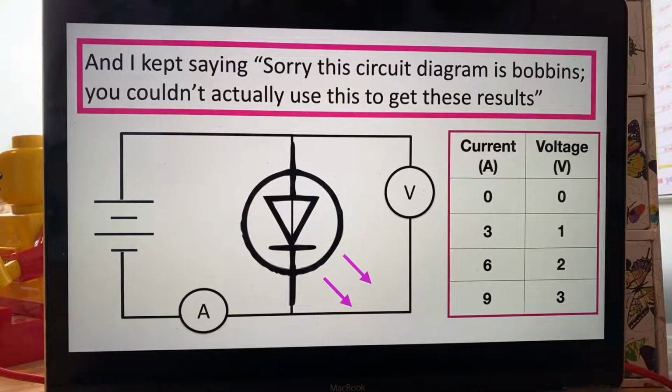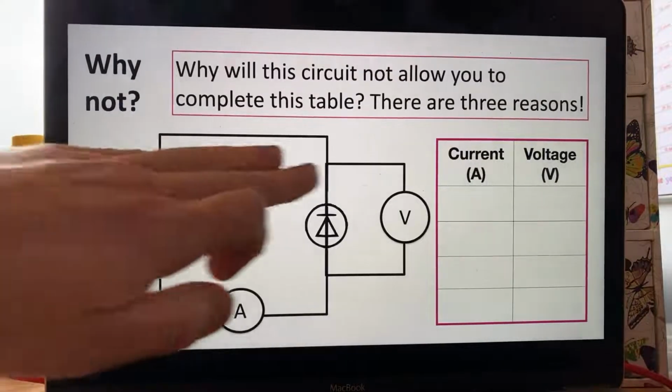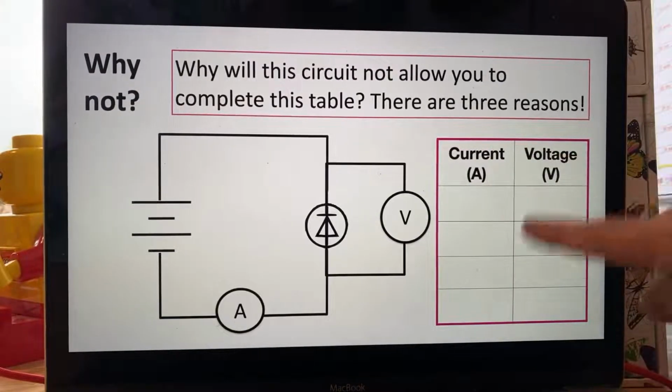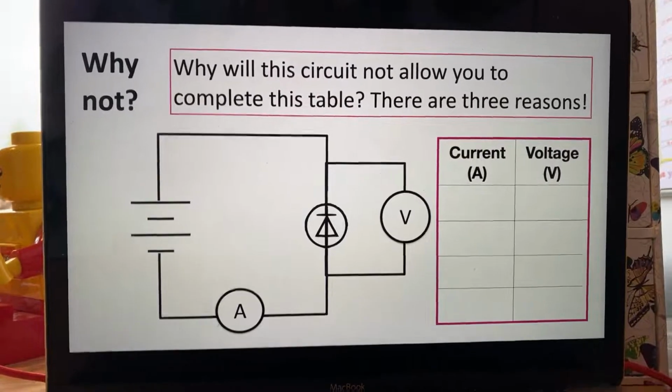And I kept saying, I'm really sorry, this circuit diagram is bobbins. You couldn't actually use this circuit to get these results. So today we're going to look at why. Why could you not use this circuit that I've drawn on the screen to complete this table? You couldn't get different currents and voltages from this circuit and then draw that graph. I'm going to assume that some of you have forgotten what a diode is and give you some heavy clues, and then hopefully you'll be able to get all 3 reasons.